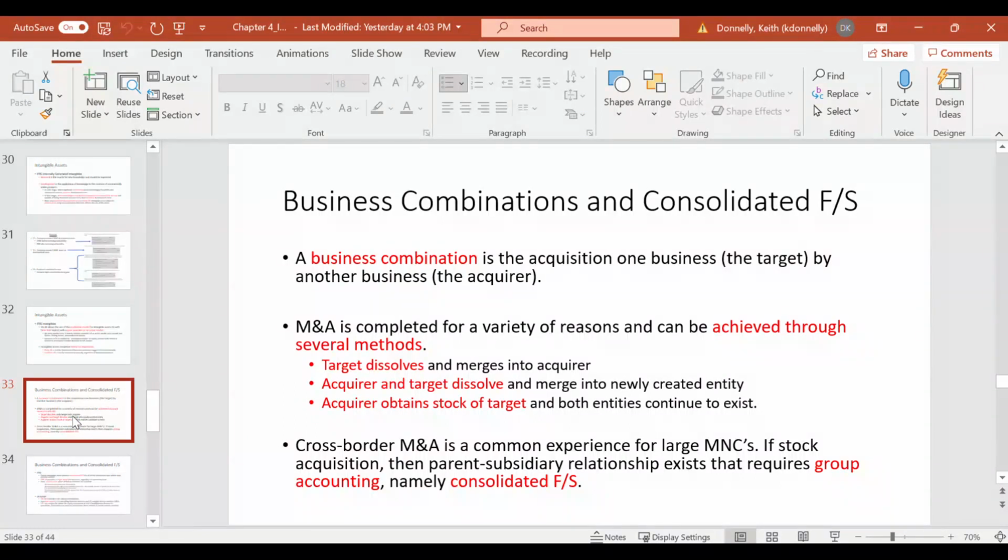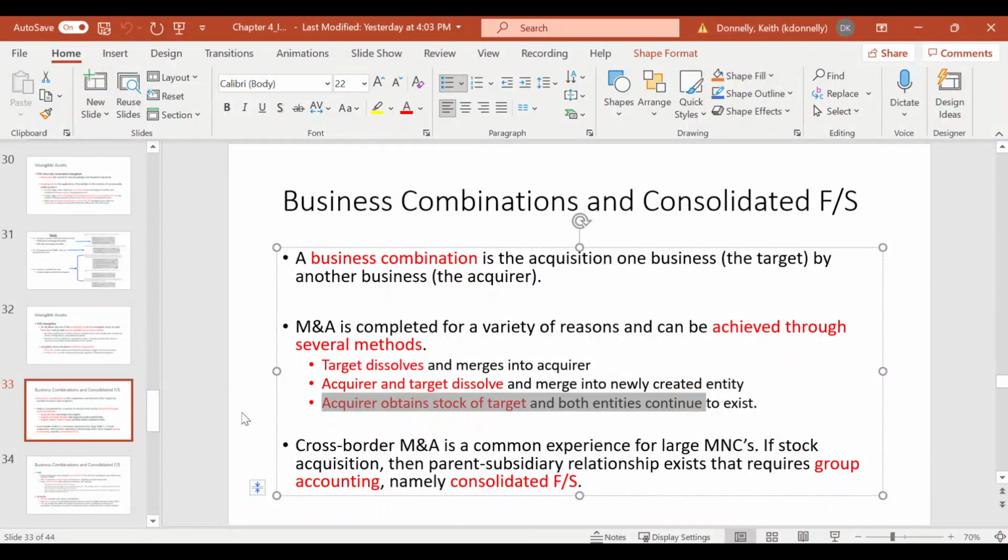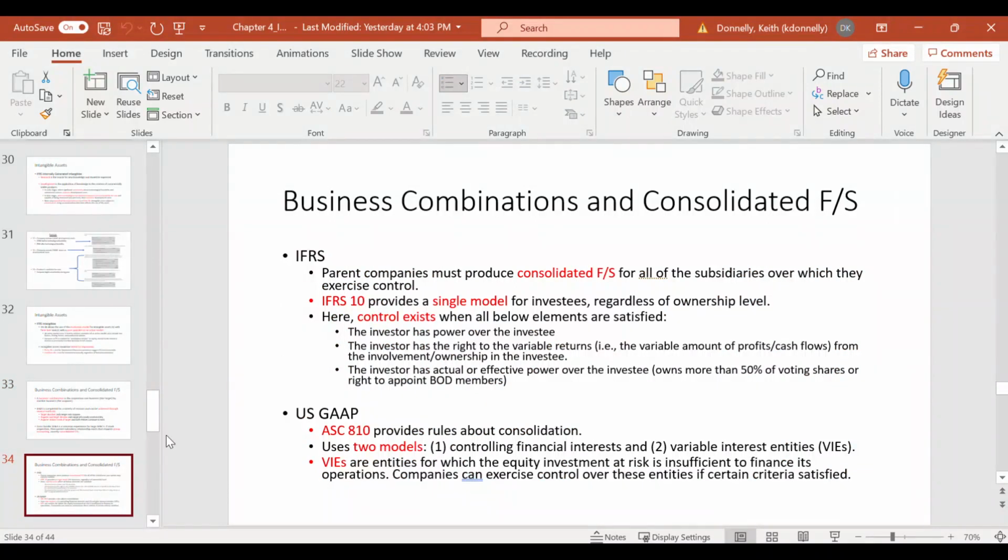Now, cross-border M&A, if you're talking about international accounting, this is going to be a common experience for large multinational corporations. If we have a stock acquisition, this third way that we discussed, there's going to be a parent-sub relationship, and this is going to require group accounting, namely a form of consolidated financial statements. So if we're talking about consolidated financial statements, parent companies have to produce them for all of the subsidiaries over which they have control.